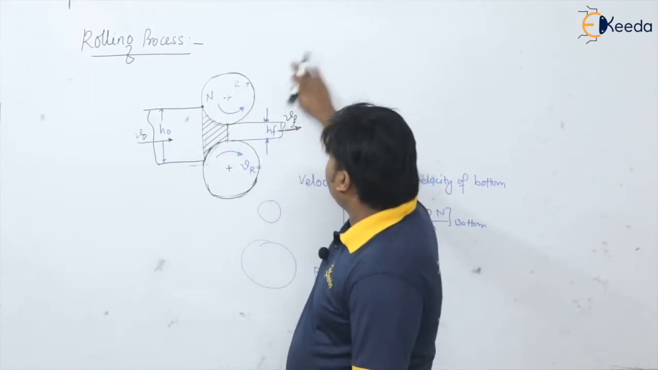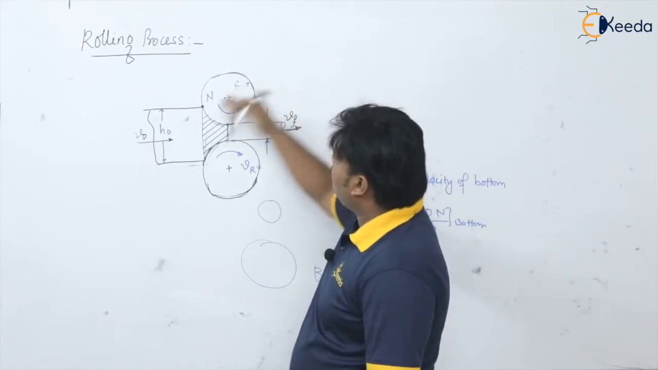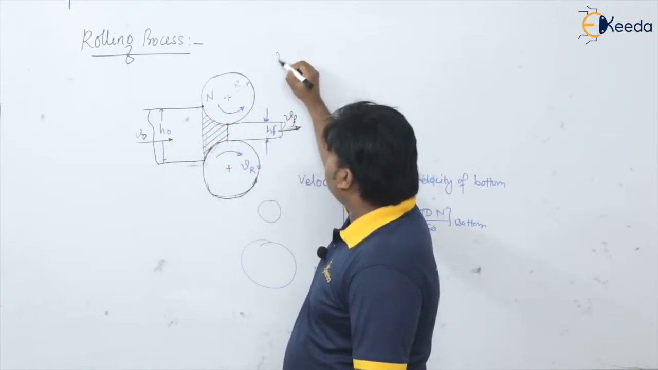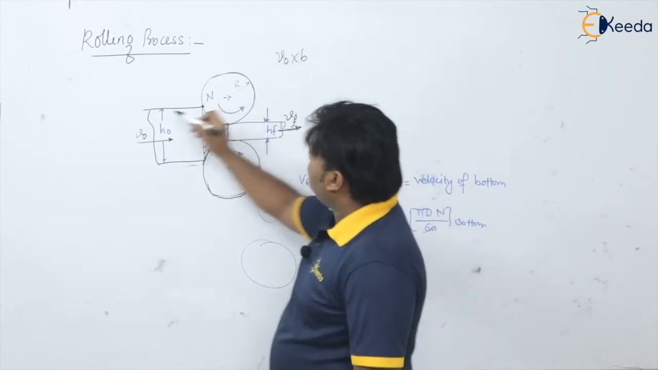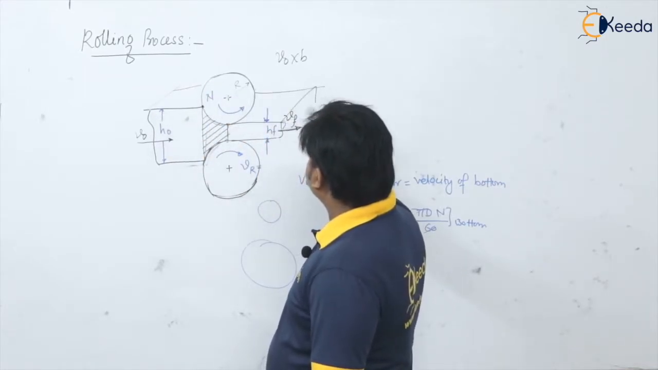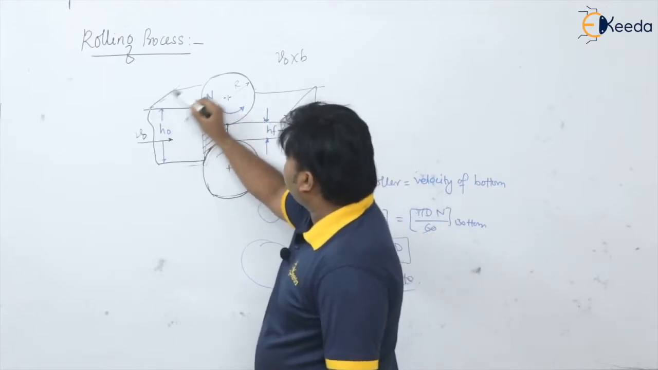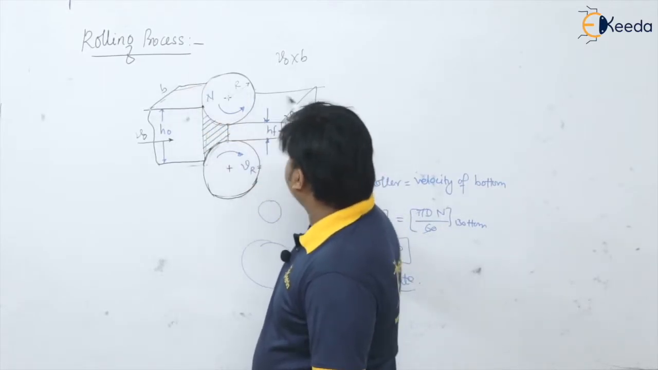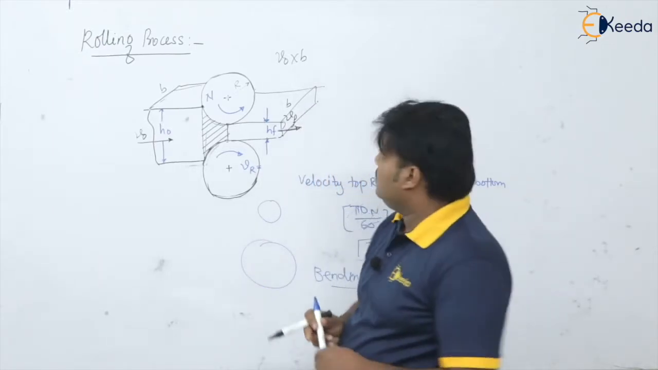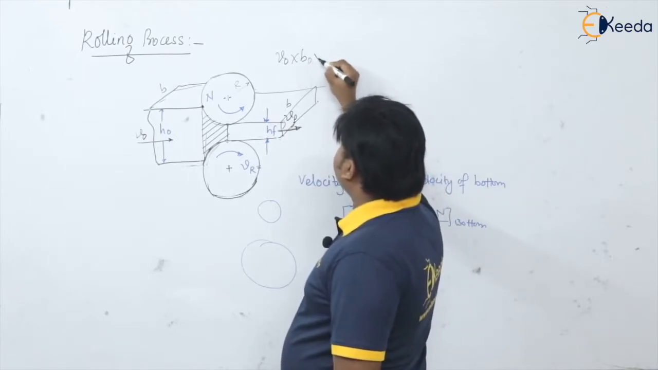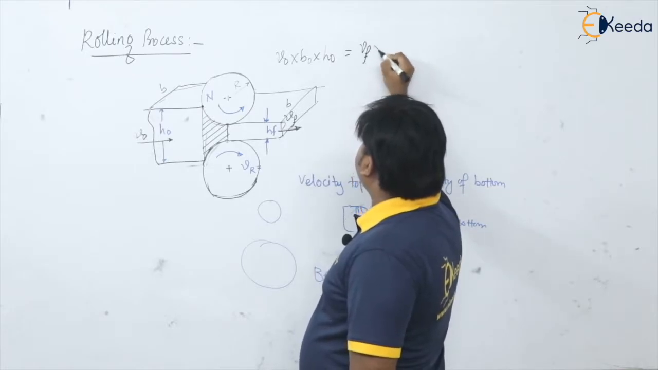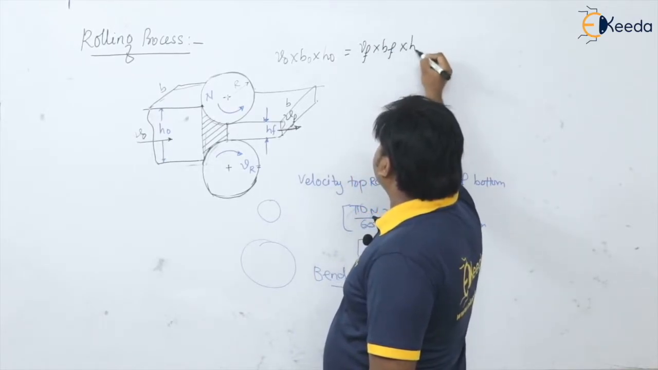Now see here, if you apply the volume constancy principle, what is the initial volume flow rate entering into the roller? That is V naught into B. The initial width was say B, and as the second assumption, B is going to be constant. So V naught into B into H naught should be equal to V final into B into H final.